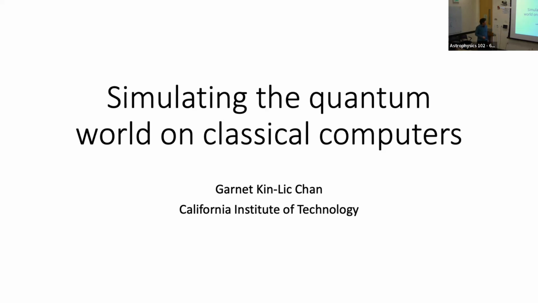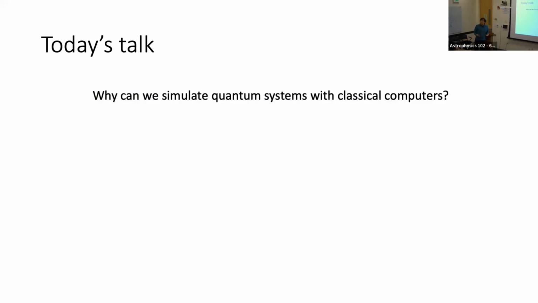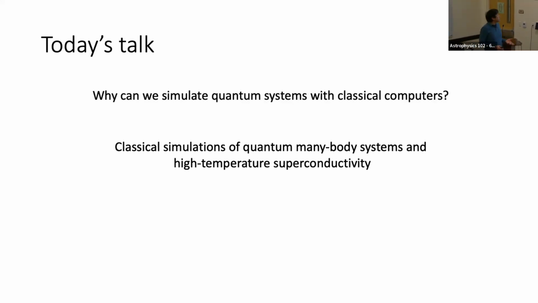Okay. So basically I'm going to talk about how we simulate the quantum phenomena that we study in science using classical computers. And this is the kind of stuff I'm going to talk about. So we'll first start with a slightly philosophical question: why is it that we're able to simulate quantum systems, which obey the laws of quantum mechanics, on classical computers, which seem to not naturally follow the laws of quantum mechanics? And then I'll spend some time on a specific example of a quantum many-body system where we've done many classical simulations.